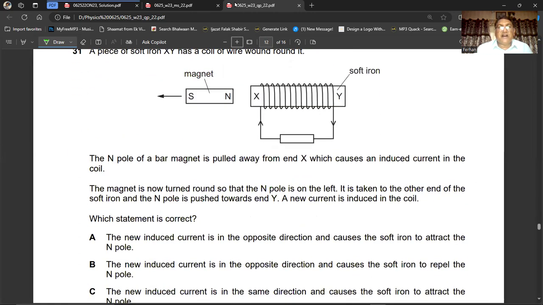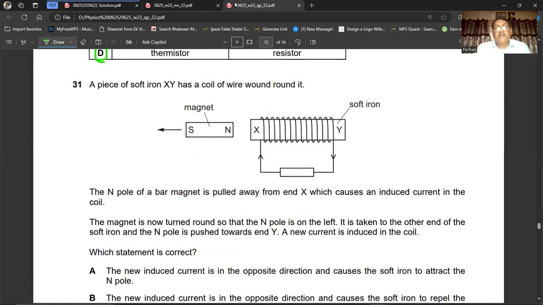Okay, so we are going to the next part. Question number 31. A piece of soft iron XY has a coil of wire wound around it. The north pole of a bar magnet is pulled away from the end X, which causes an induced current in the coil. So when this north pole is going away, automatically the current will be induced here, and that current will be such that here a south will be formed and here a north will be formed. Why a south here? To stop this going away north.